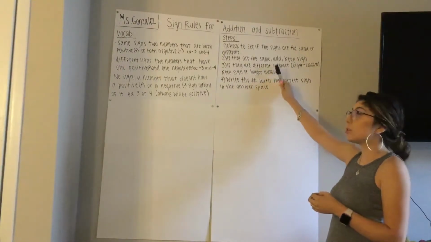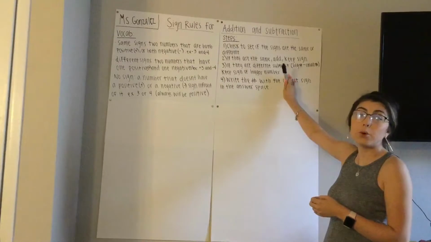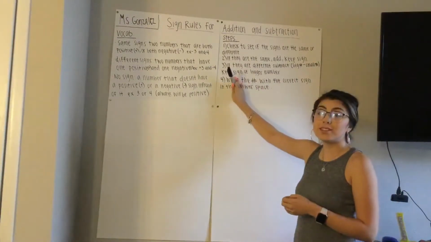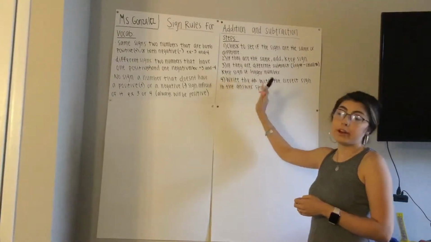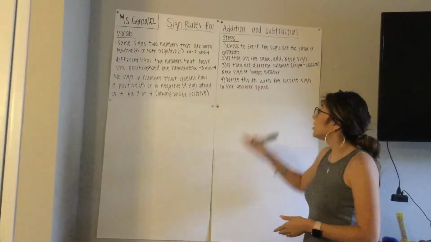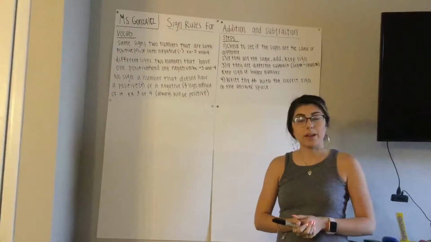You're always going to want to subtract your smaller number from your bigger number. So your bigger number is always going to want to be listed first. What we're going to do with this is keep the sign of the bigger number. Final step, just write the number with the correct sign in our answer space, okay?